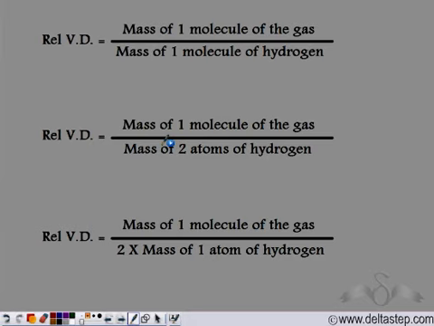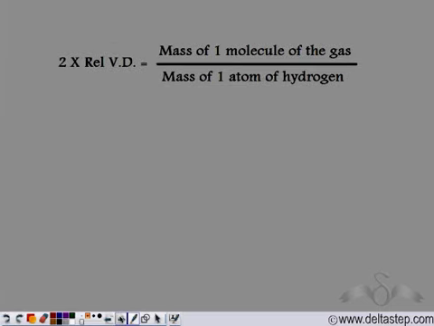So when we take this 2 to the other side, we get 2 times the relative vapor density equal to the mass of one molecule of the gas divided by the mass of one atom of hydrogen. So you see that the relative vapor density is the mass of one molecule of the particular gas that we are talking of divided by the mass of one atom of hydrogen.